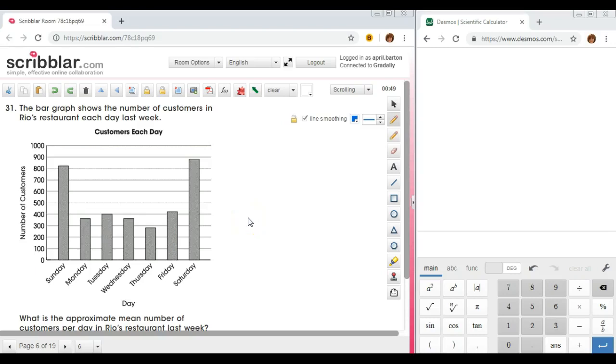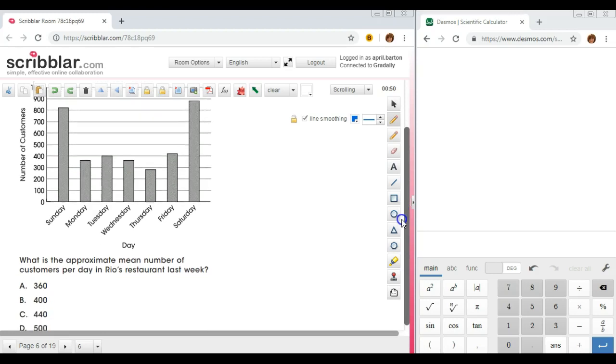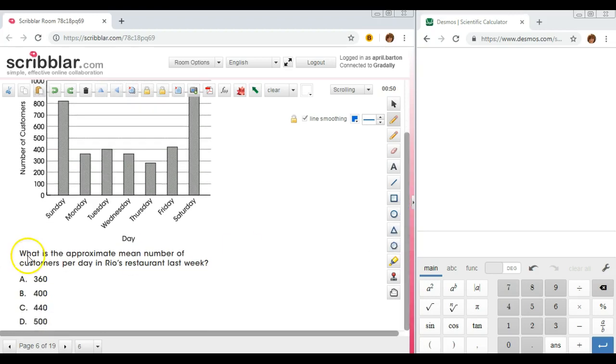This video covers the released 2009 Math OGT test, problems 31 through 35. So this question states the bar graph shows the number of customers in Rio's restaurant each day last week. Gives us our graph of Sunday through Saturday. What is the approximate mean number of customers per day in Rio's restaurant last week?